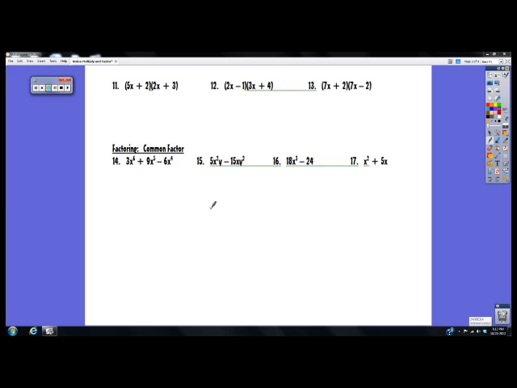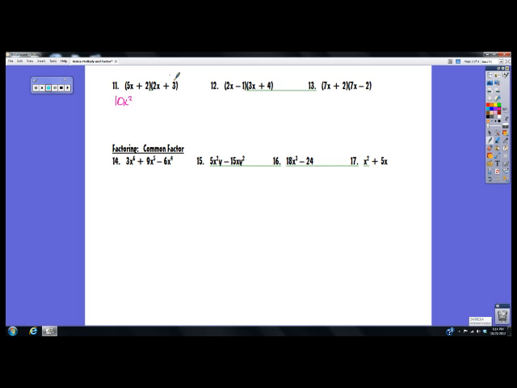Okay, let's try a few more multiplication problems, and then we'll finish up with a few common factors. So in 11, 12, and 13, there's no special patterns here, just some regular multiplication ones, and we're going to do some mental multiplication. Let's multiply the first ones. 5x times 2x is 10x squared.